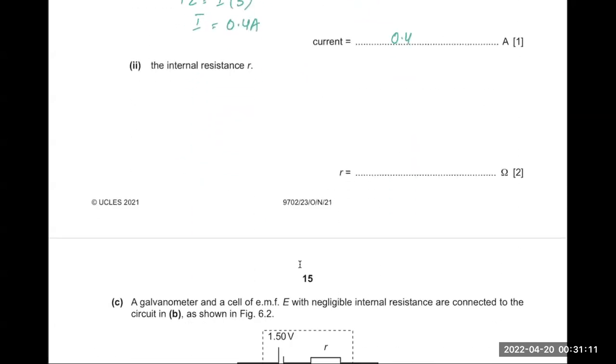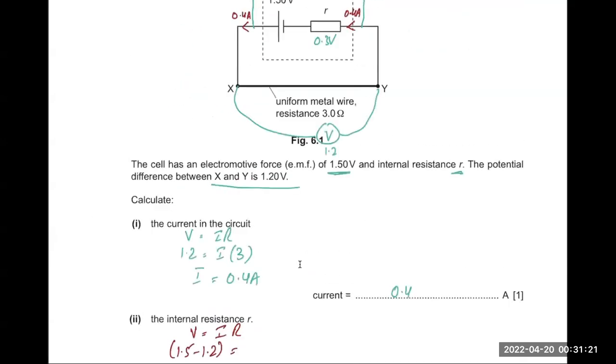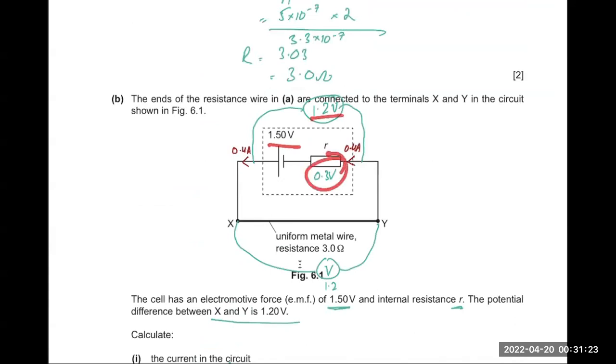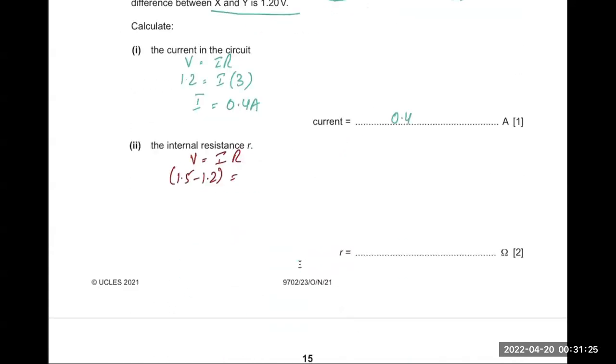So what do we need to do? We need to use V is equal to IR once again. V in this case is 1.5 minus 1.2, like we did above. 1.5 minus 1.2, which is equal to 0.3. I is 0.4 times r. 0.3 is equal to 0.4 r. What is the answer? 0.3 divided by 0.4, which is equal to 0.75 ohms.